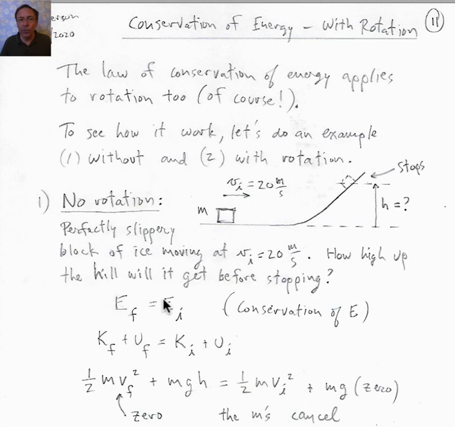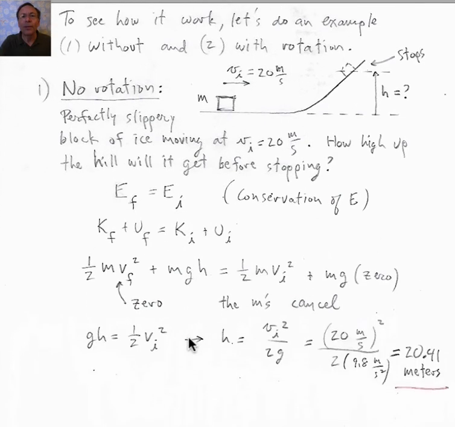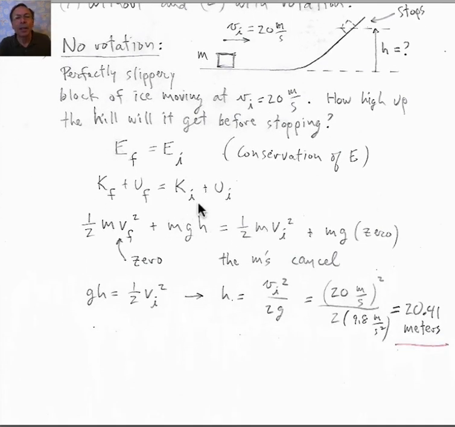Okay, so to do this problem, this is how we approach it. We say that the energy at the final moment, which is when it gets to the top, has to equal the initial energy when it's down at the bottom. That's just conservation of energy. And then we break up the mechanical energy into its pieces, the kinetic energy part and the potential energy part.